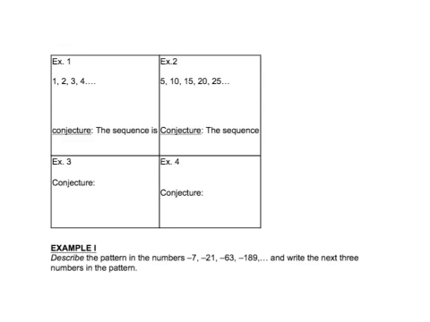So our first example right here, we've got 1, 2, 3, 4, and if I keep going, my guess would be that I'm going to say 5, 6, 7, and I could keep going. So my conjecture is the sequence is adding 1 each time.